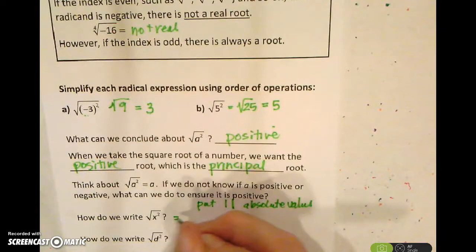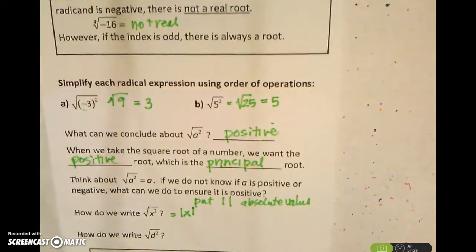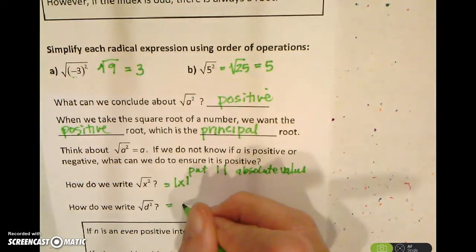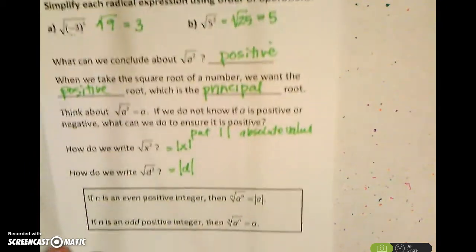So how are we going to write the square root of x squared? We're going to call it, because we want to force it to be positive, and we don't know if it is or not, the absolute value of x. The square root of d squared, we can't just say that it's d because we don't know if it's positive or negative, so to force it, we make our absolute value bars.